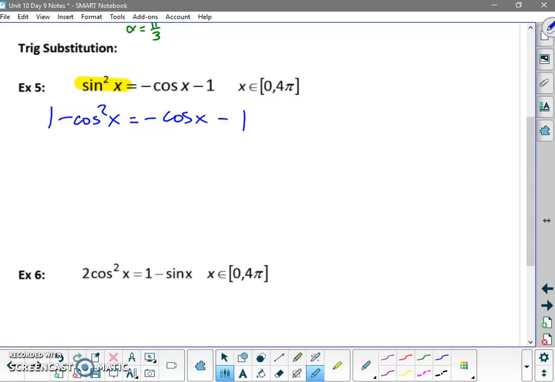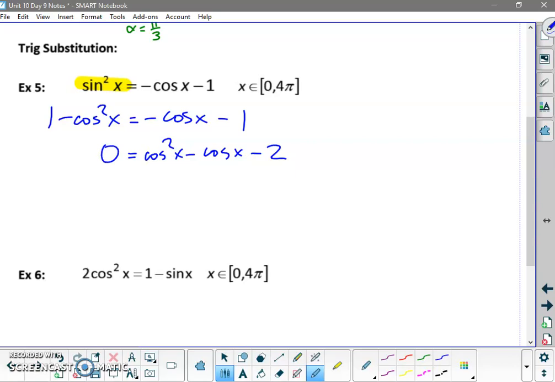Okay, so now at least everything's in terms of cosine. So what I want to do is get everything to one side. And I'm probably going to move the stuff on the left to the right side because I want my cosine squared to be positive. So let's add cosine squared x to both sides. And let's subtract 1. Okay, so now I've got this.